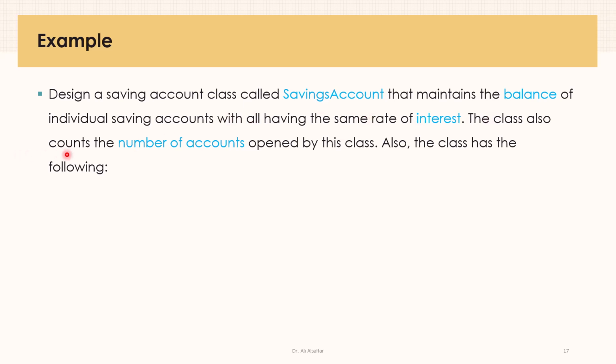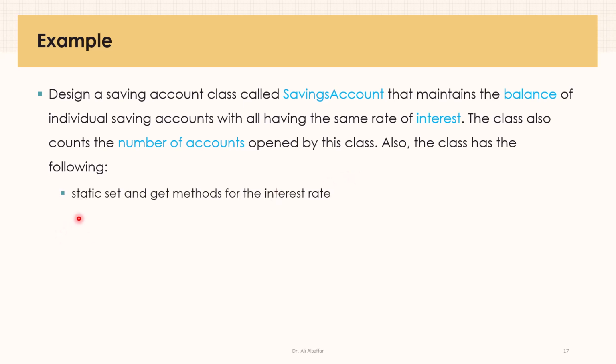The class also needs to count the number of accounts opened by this class. In other words, we need to count how many objects are created from this class. To do this, we define a static variable called numberOfAccounts, and we increment this variable inside the constructor because every time we create an object, this constructor will be called and this variable will be automatically incremented by 1. In addition to that, we need to define also the following methods.